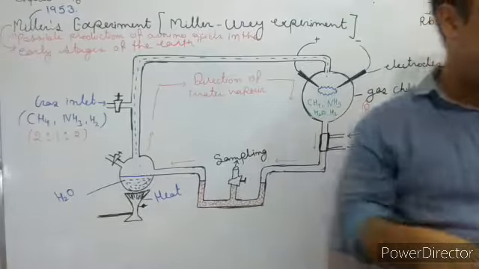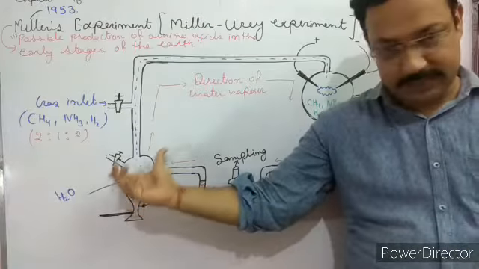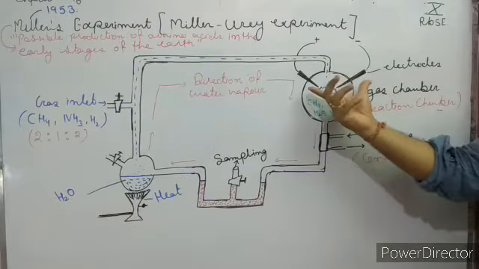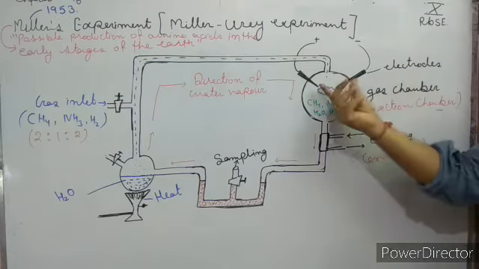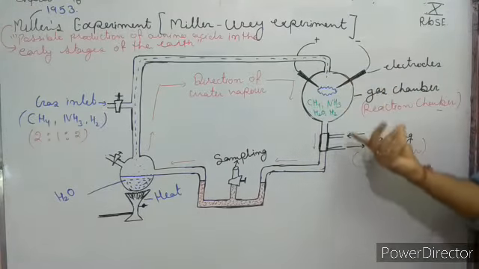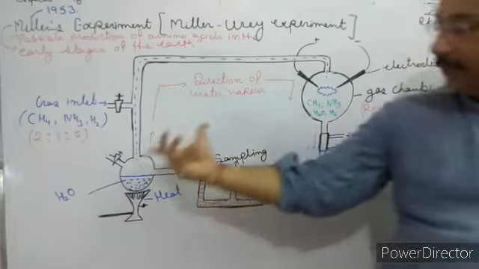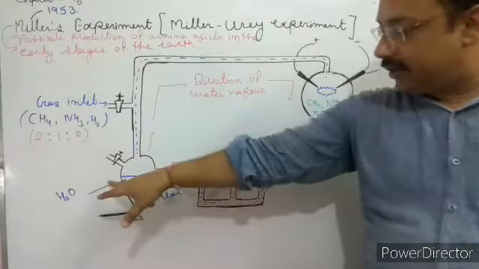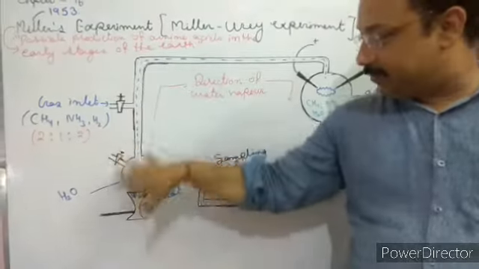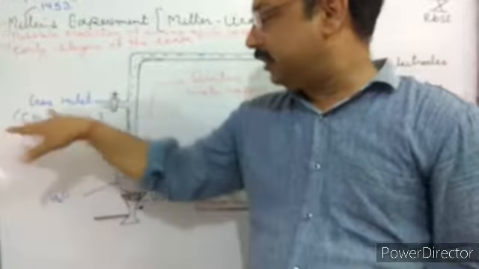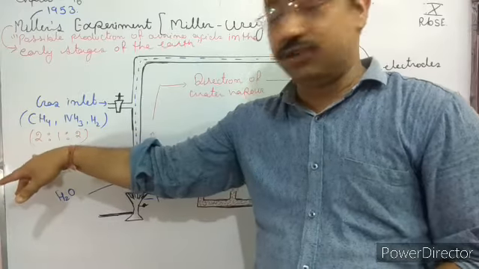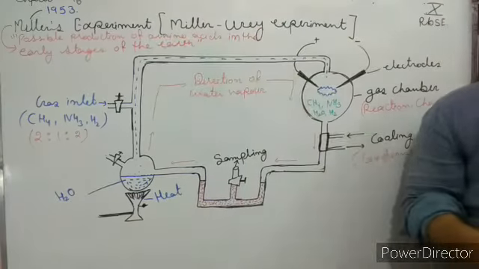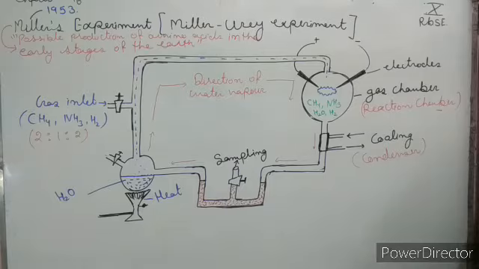It is an electric discharge device which consists of a round bottom flask, an electric immersion bulb, because here the electric spark is created, and a condenser. These are the main parts, and the remaining are the pipe assemblies. Here, after adding the water, he removed the air present in this setup and added methane, ammonia and hydrogen gas in the ratio of 2:1:2. Got it?